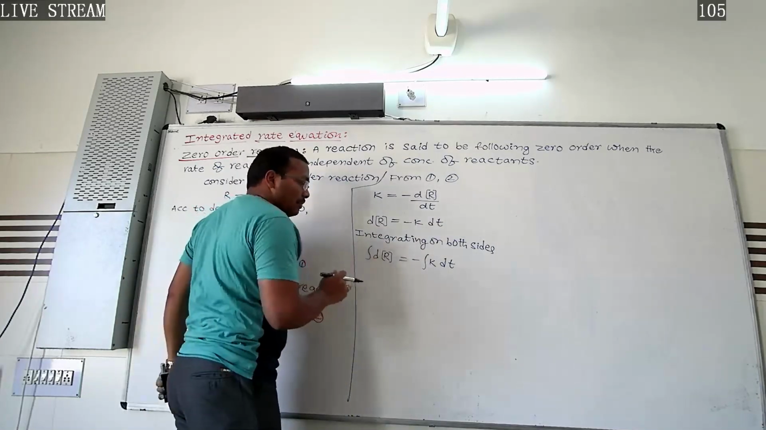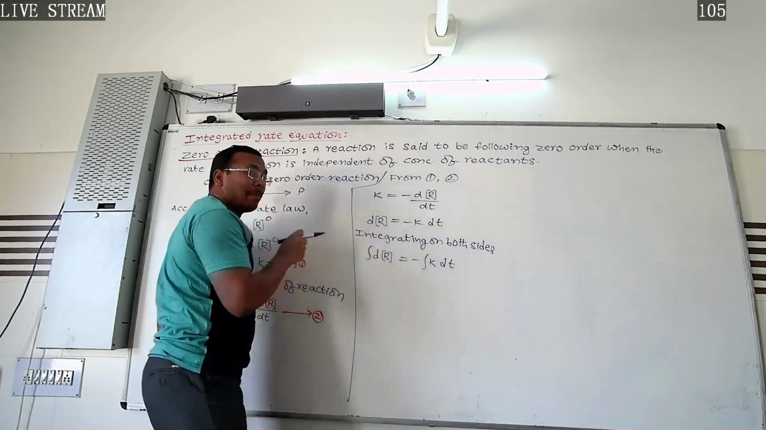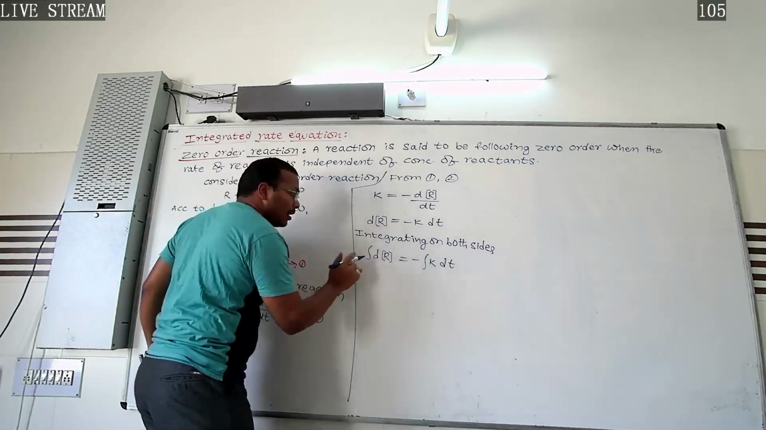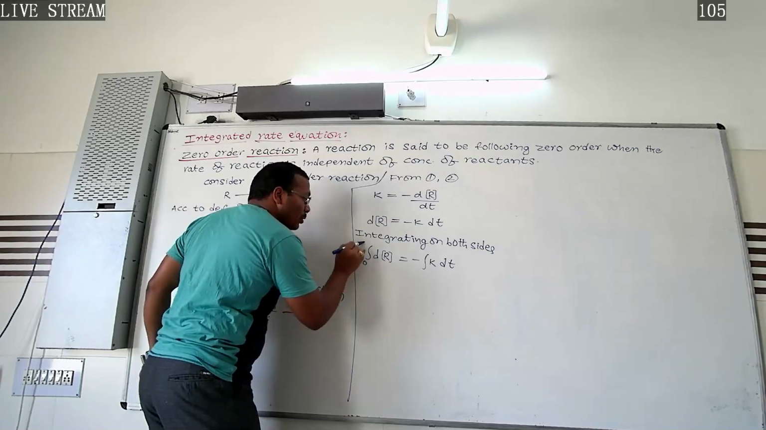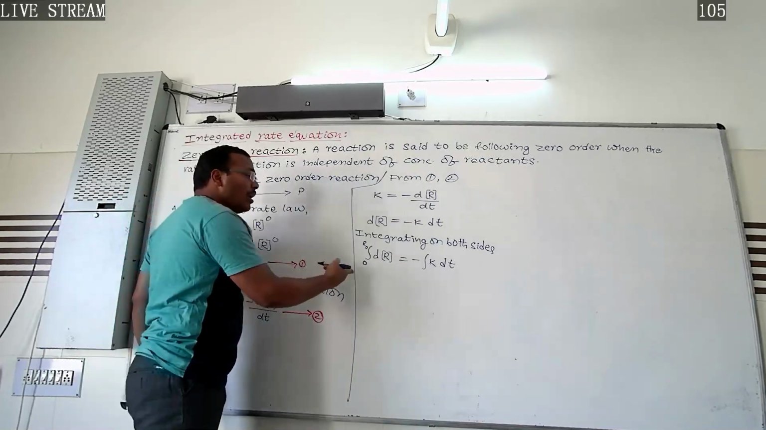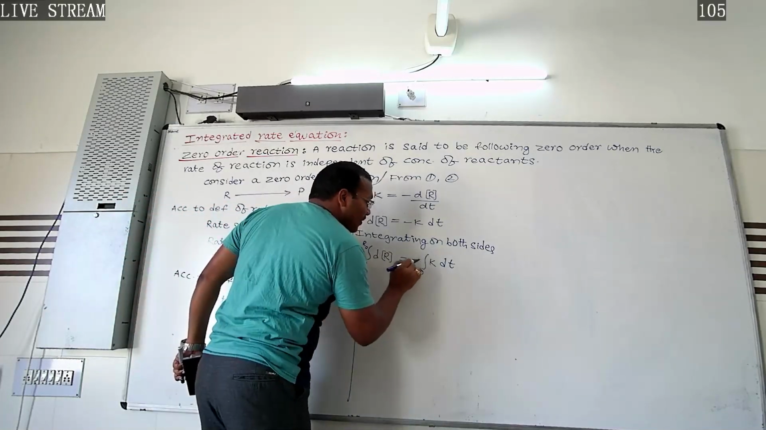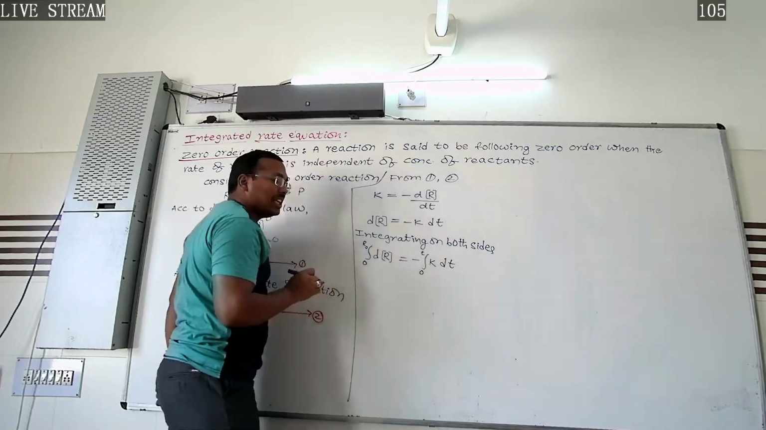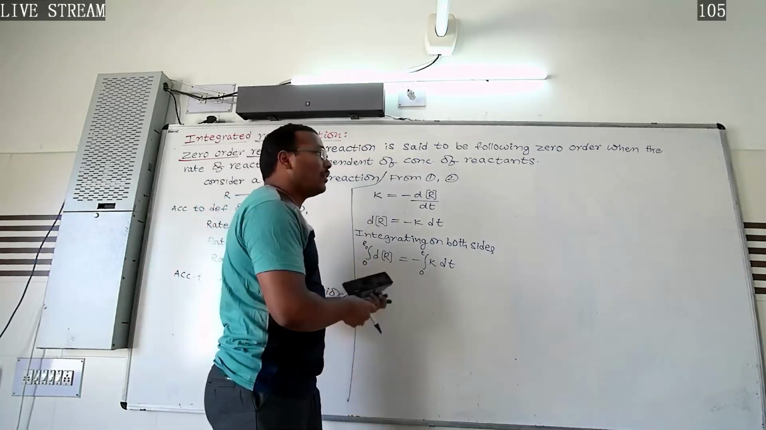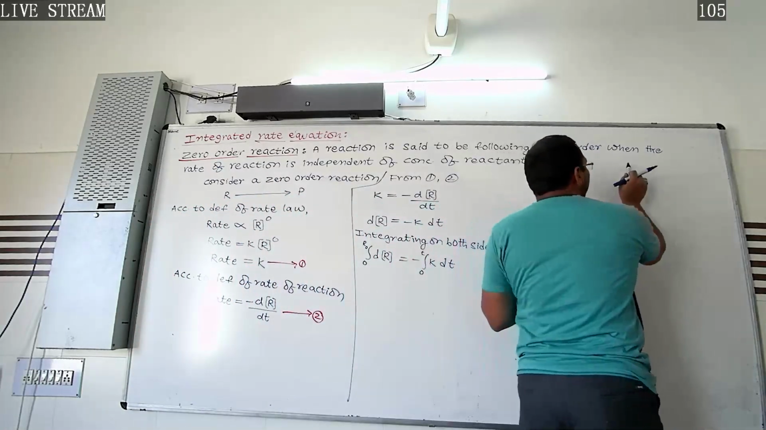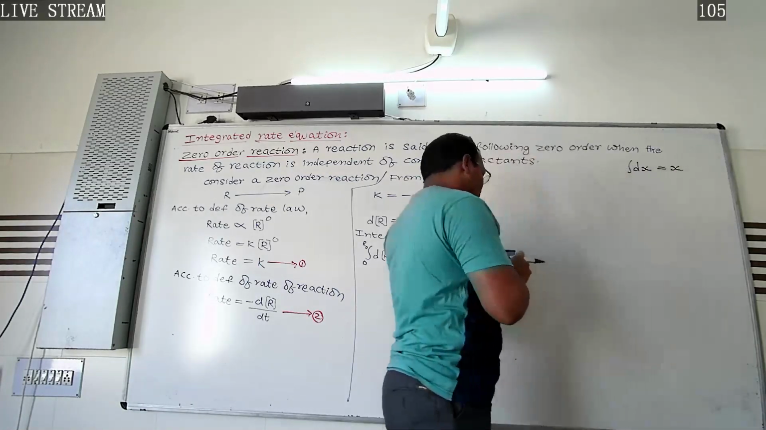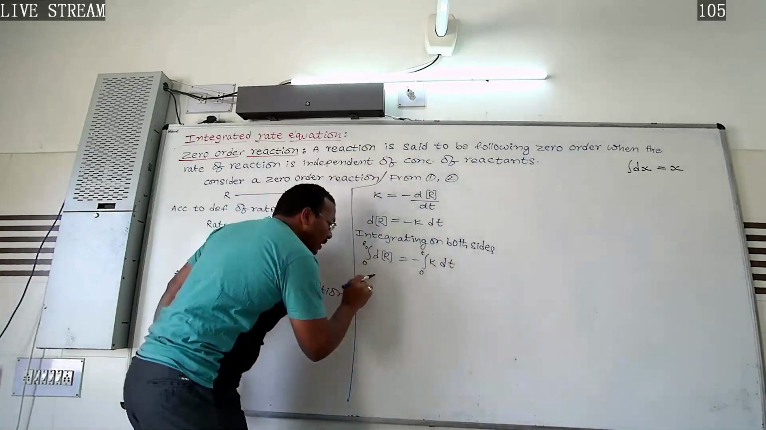So integral of dR. See here we are going to apply limits. Which limits? The concentration limit. Concentration varies from R0 to R and time value varies from 0 to time t. These limits we are applying. Integral of dR. In mathematics we have the formula: integral of dx is equal to x. Similarly, integral of dR is R.